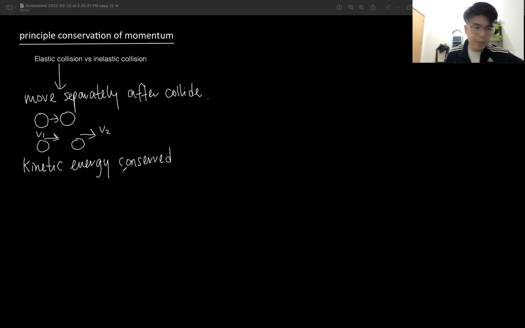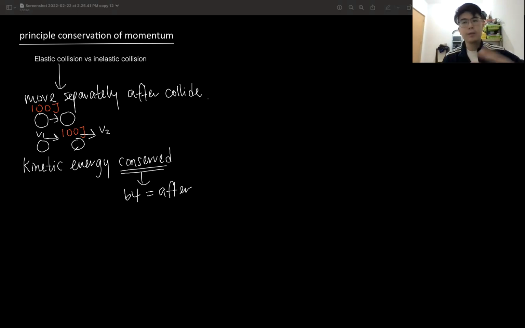Again, what does it mean by conserved? Conserved means, again, before equals after. That means the kinetic energy before equals the kinetic energy after, even after they hit. If the kinetic energy before was 100 joules, after they hit, the total is also going to be 100 joules.